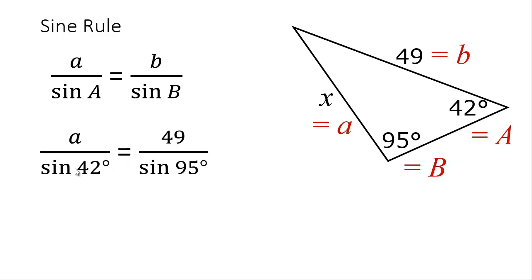You need to get rid of the sine 42 to get A by itself, so we multiply it across and we type that exactly like that into our calculator. Gives us our answer. That's basically it, the whole process.